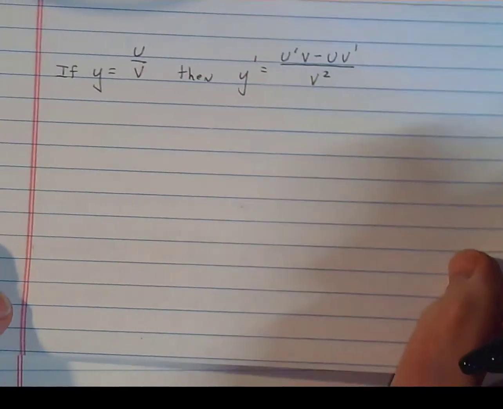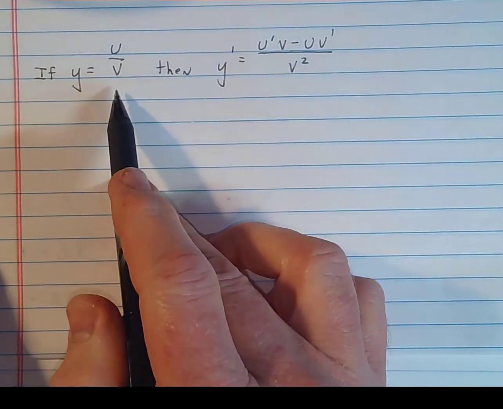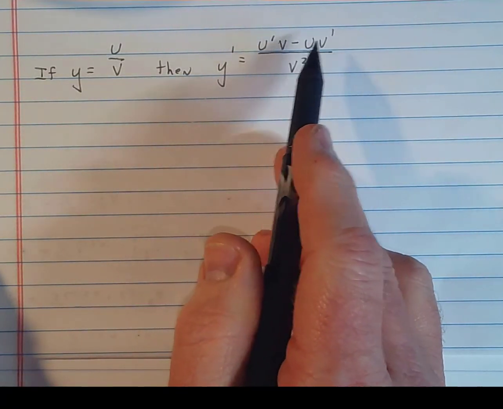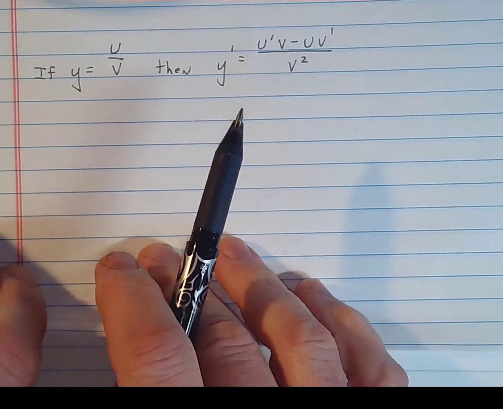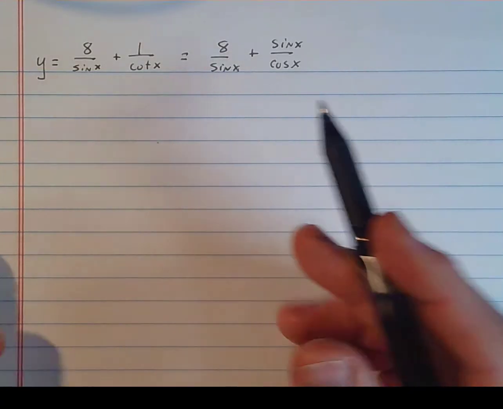Now let's remember the quotient rule is that if y equals u over v, then y prime equals u prime v minus u v prime over v squared. So we're just going to remember this, and we're going to apply this quotient rule in each one of these cases right here. So let's go ahead and do this.